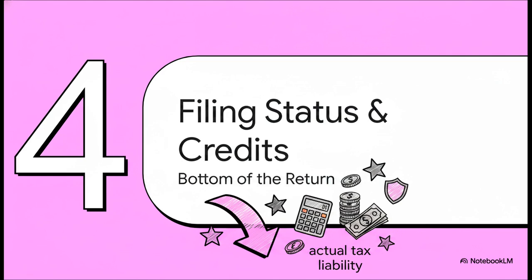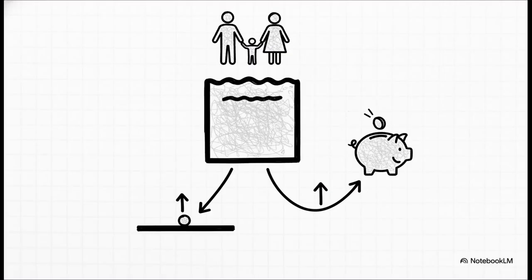Next up, Section 4, Filing Status, Tax and Credits. We've made it to the bottom of the return flow. So the crucial point is how you convert that taxable income into a final tax liability. Accurately determining filing status and identifying dependents dictates the tax brackets and the standard deduction applied. Whether someone is single, head of household, or married filing jointly dramatically shifts the math.